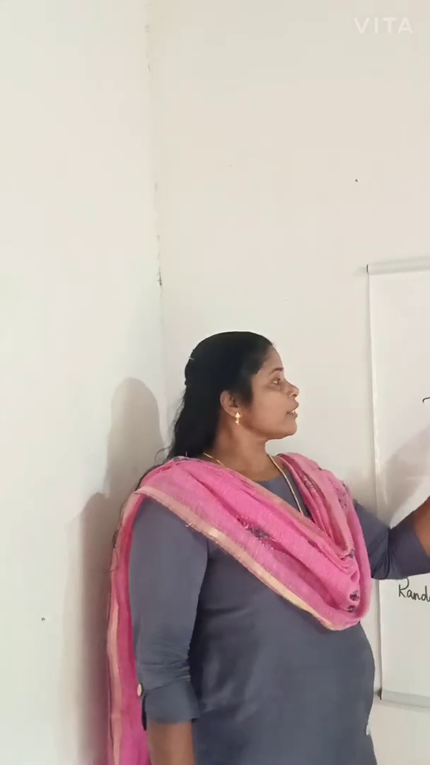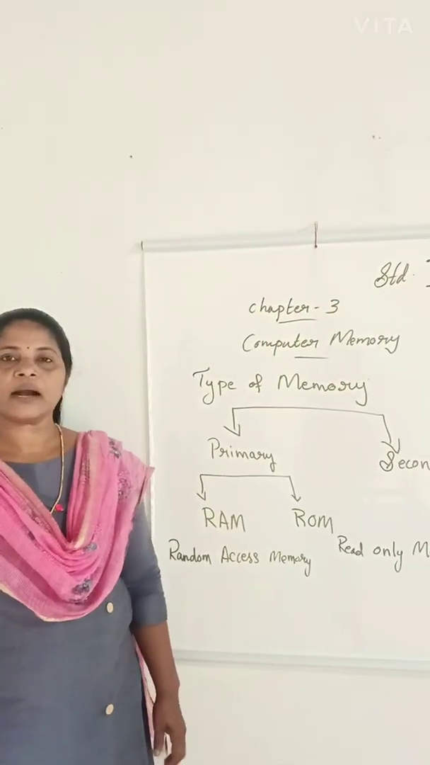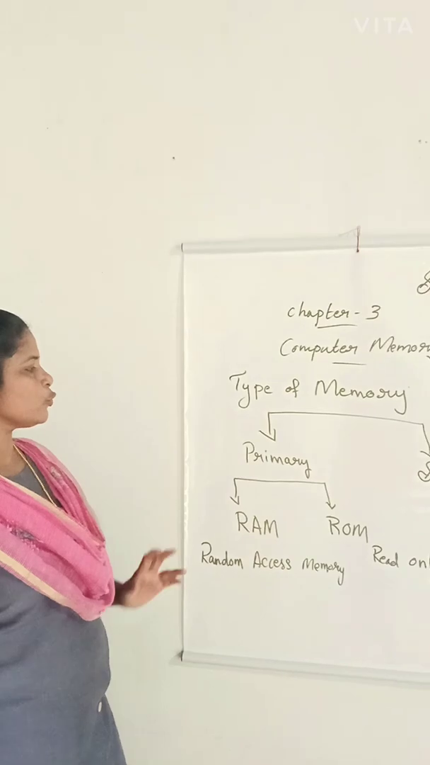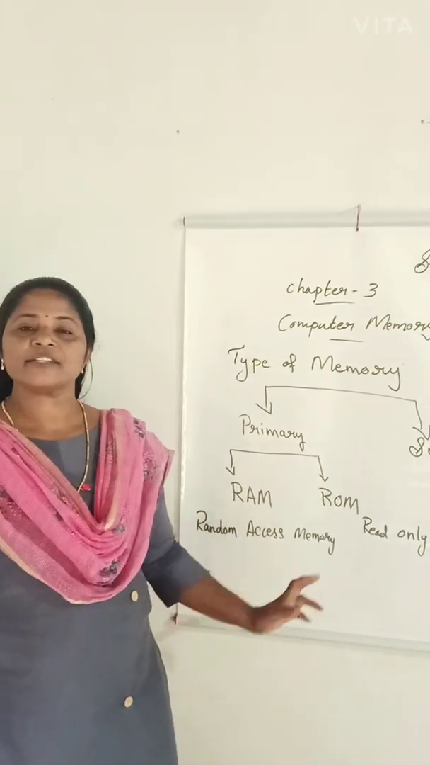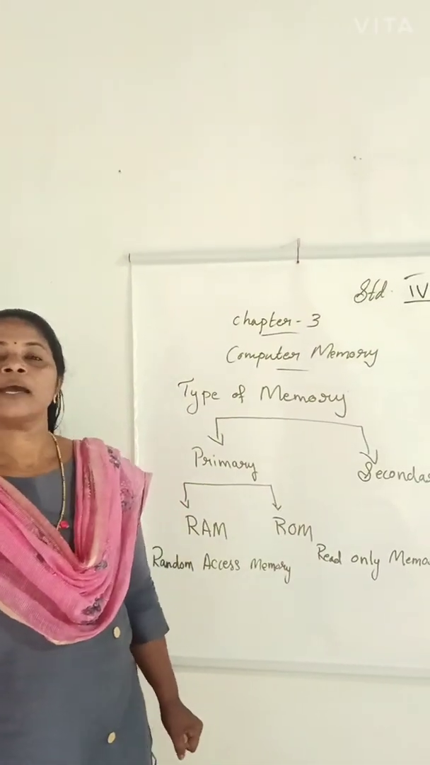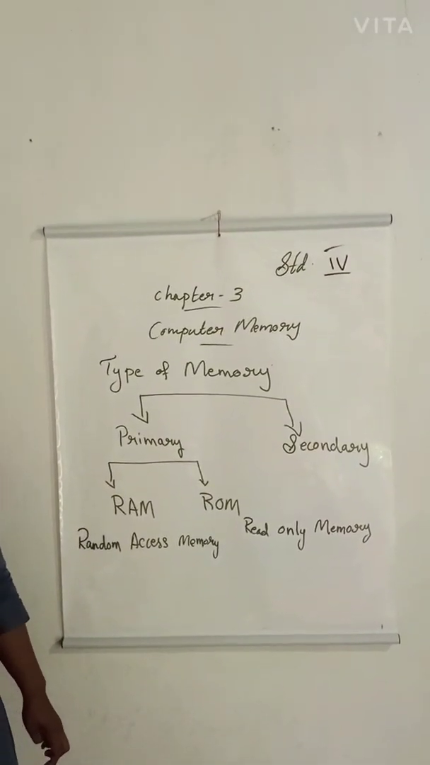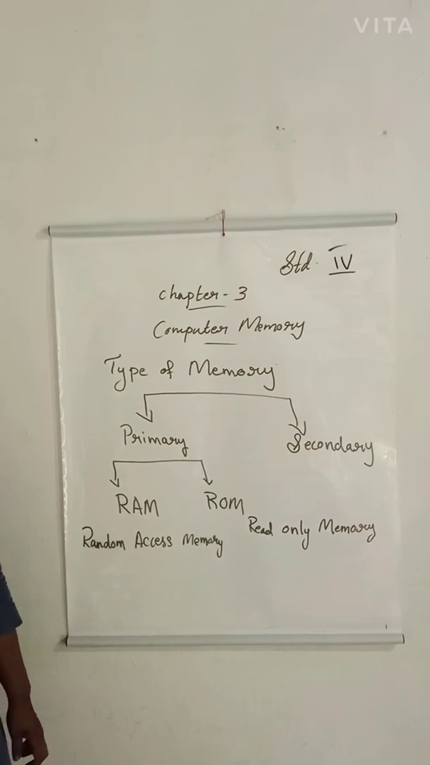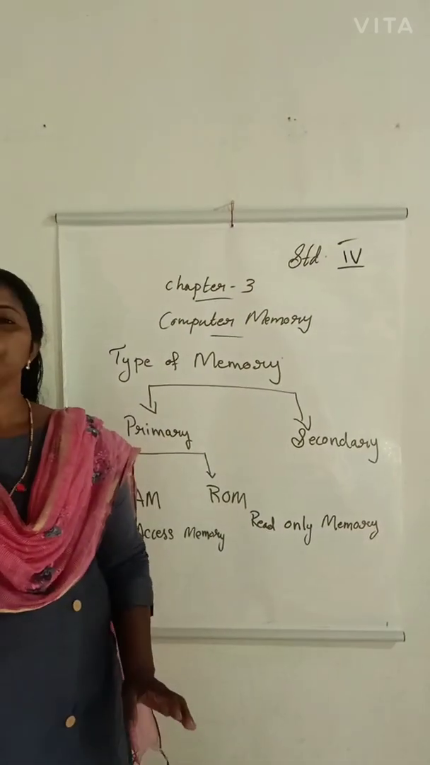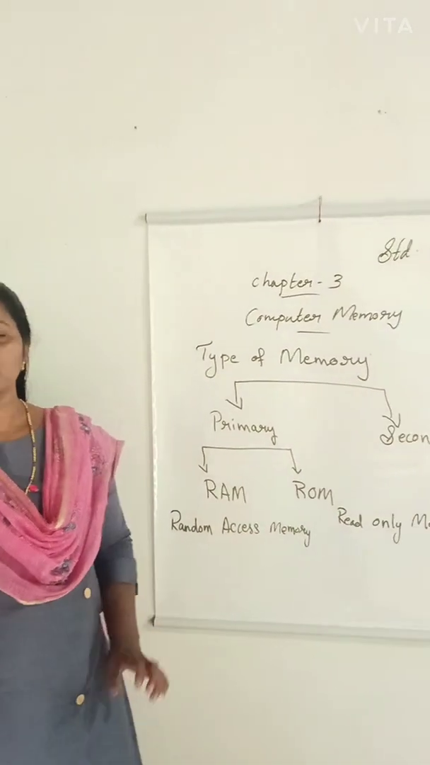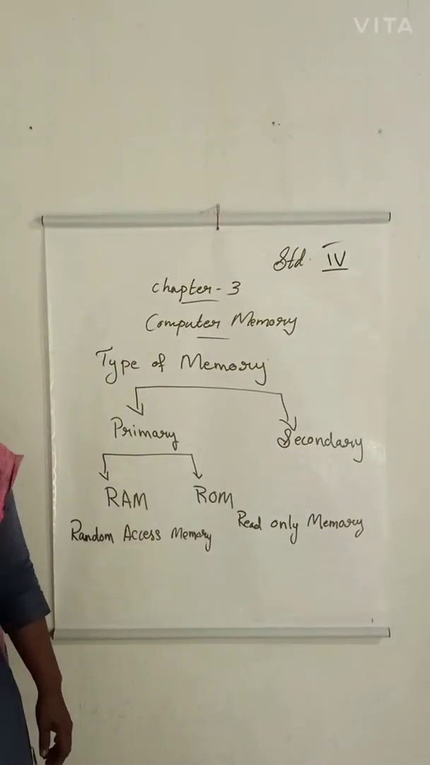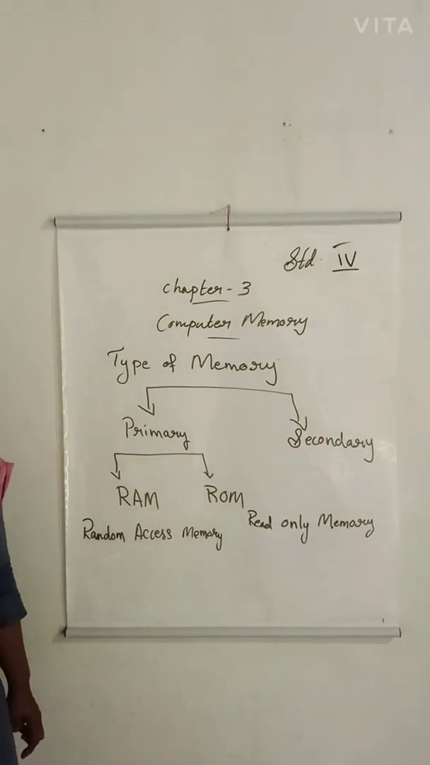So, next one, types of memory. Computer memory is divided into two categories. Which are the two categories of computer memory? Primary memory and secondary memory. The primary memory is the main memory of the computer. That memory is inside the computer, inside the CPU.